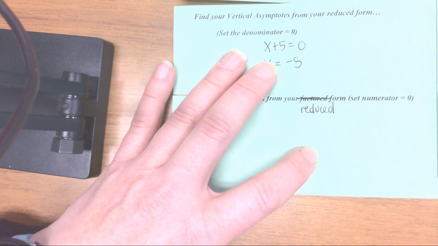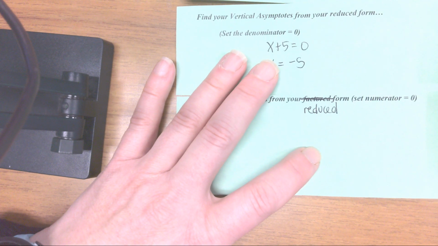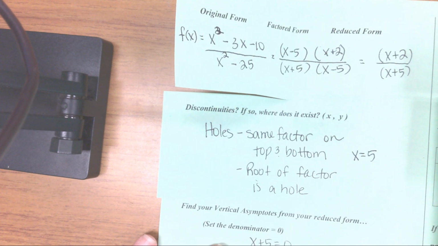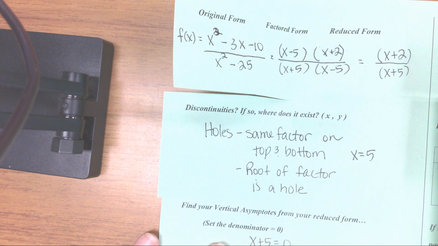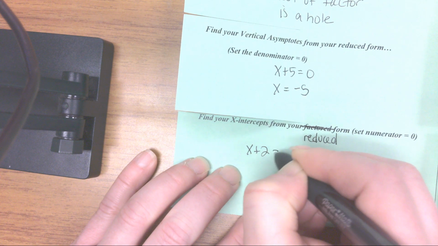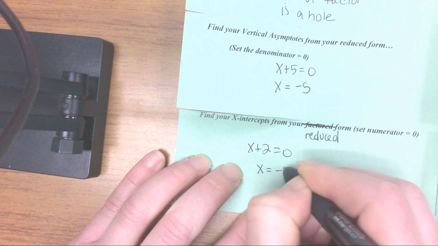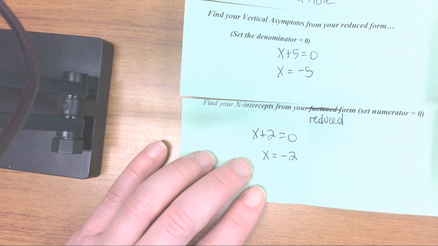So go up to the top and look at my reduced form. What's on the top? X plus 2. That's after it's reduced. I set x plus 2 equal to 0. I subtract 2 from both sides. There is an x-intercept at x equals negative 2.